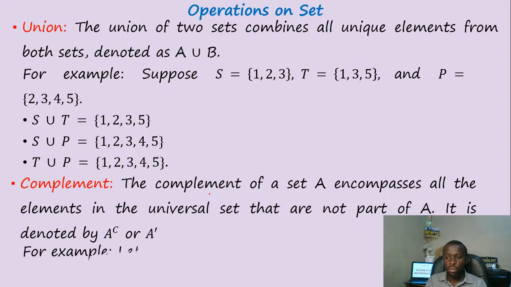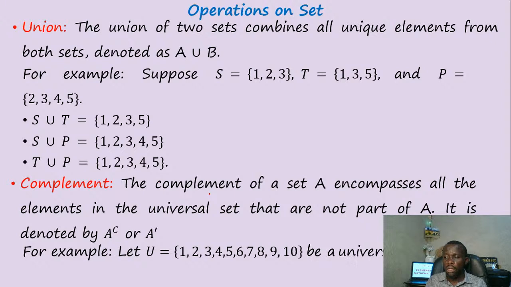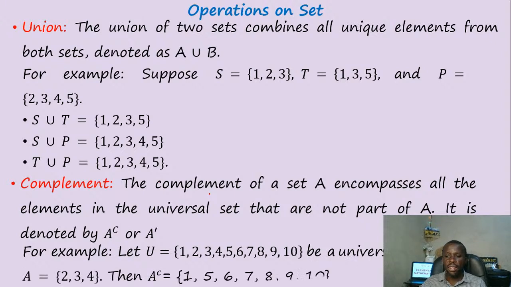For example, let U be 1, 2, 3 up to 10, the universal set, and let A be 2, 3, 4. Now we want to find the complement of A. The complement of A is those elements in the universal set but not inside A. Remember that A has 2, 3, and 4. So I'm going to remove 2, 3, and 4 completely from the universal set, and I will write the remaining elements in the universal set. That is the A complement. So I'm going to have 1, 5, 6, 7, 8, 9, 10. I believe that one is simple to figure out.